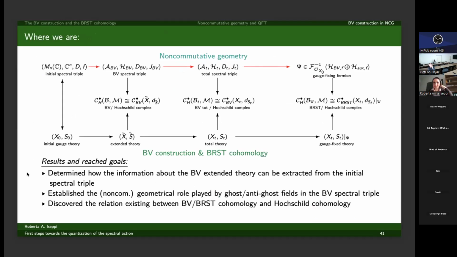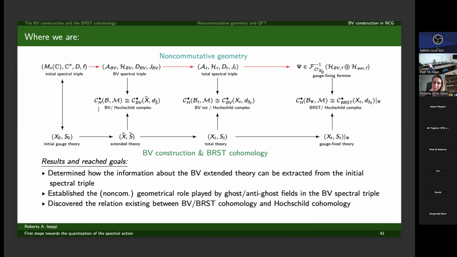So we can complete the diagram. We mostly discussed the first step on how you can construct this BV spectral triple, but as I was mentioning, the addition of auxiliary fields also fits this kind of diagram, and all these spectral triples induce a complex that is this Hochschild complex for the coalgebra that really is quite isomorphic to the BV complex. And the result is that we determined how to extract information from the initial spectral triple and to construct this BV extended one. We established what is the role of the ghost and the anti-ghost, and what role they play in the BV spectral triple. So the ghost sector is generated by the Hilbert space.